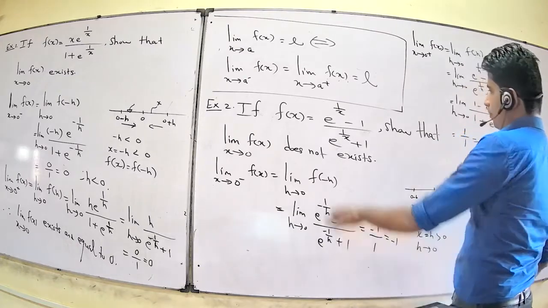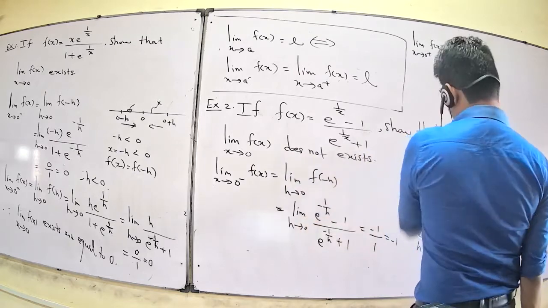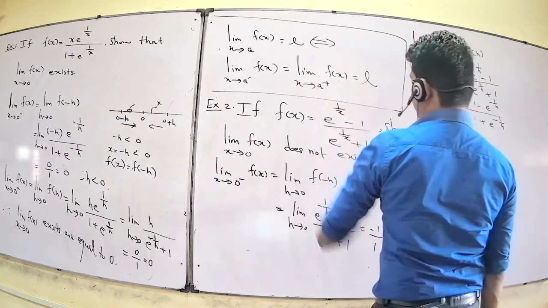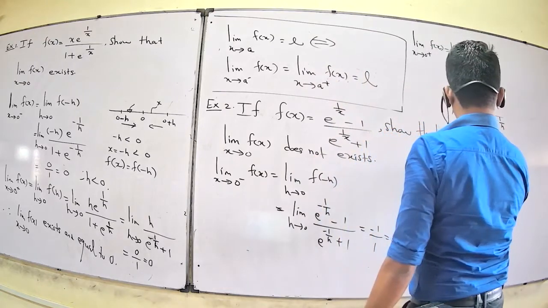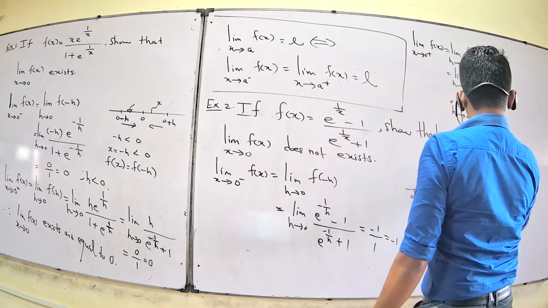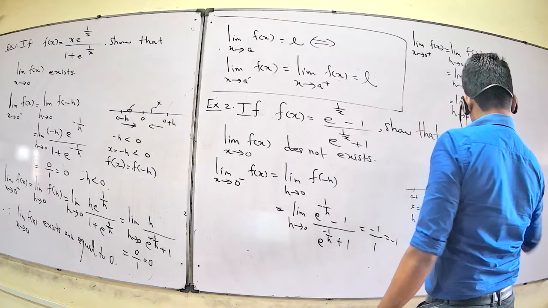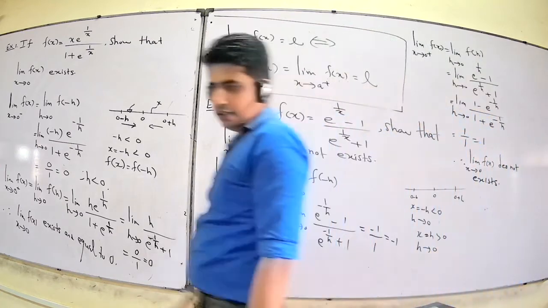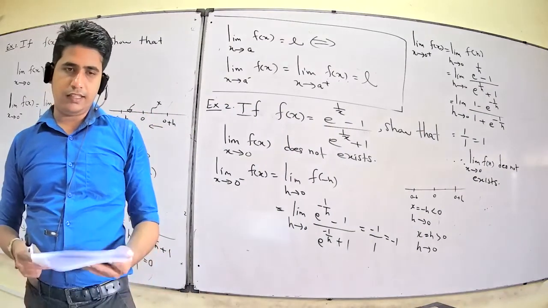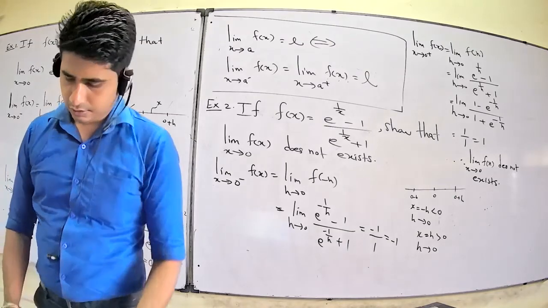I already mentioned here, you want to show that the limit does not exist. Therefore, the left limit is not equal to the right limit. Therefore, the limit of f of x as x tends to 0 does not exist, because the left limit is not equal to the right limit. Okay, right.